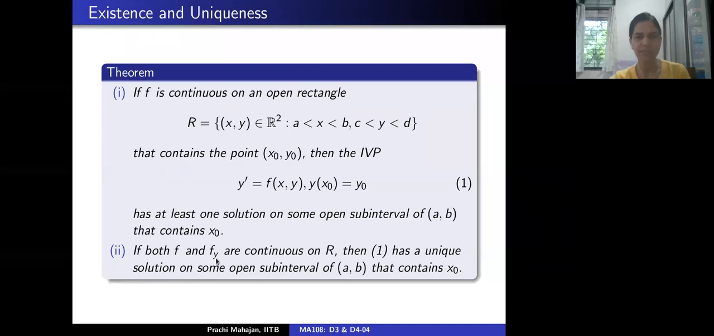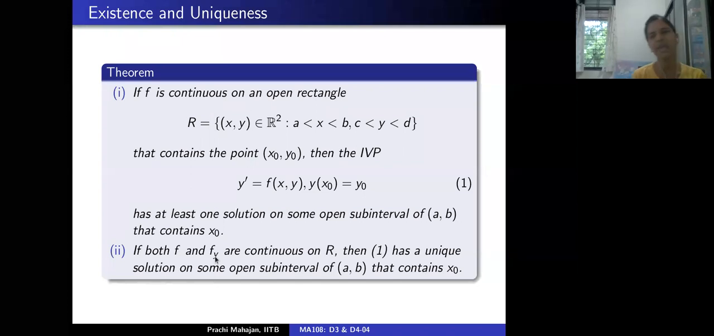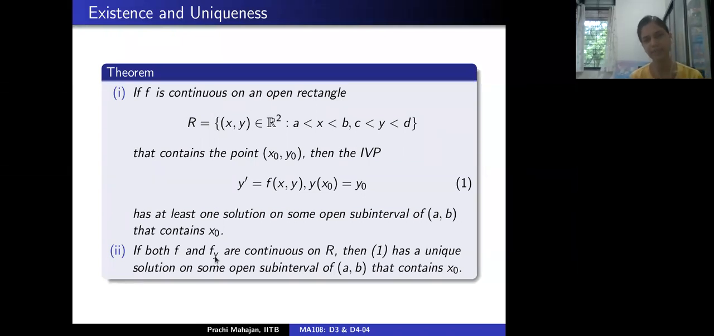If both f and the partial derivative of f with respect to the y variable are continuous. Actually these conditions can be relaxed a little bit, and that is the statement due to Picard-Lindelof. What they assume is f to be Lipschitz continuous, something like that. But under the hypothesis of this theorem, part 2, Picard's iteration method works.